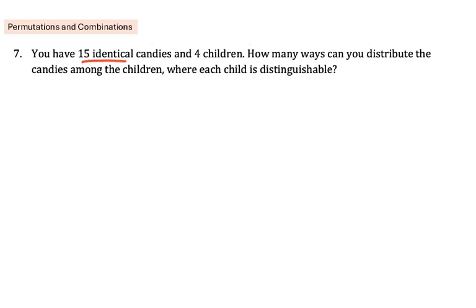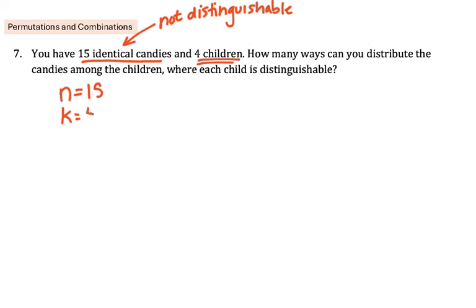Okay, we're going to do one more of these distributing items. So in this case, these are identical candies, so they're not distinguishable. They're not labeled. They're identical. And we're distributing them among 4 children. So n equals 15. K equals 4. The children are like boxes or shelves.